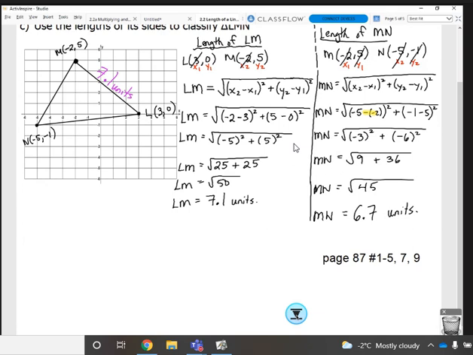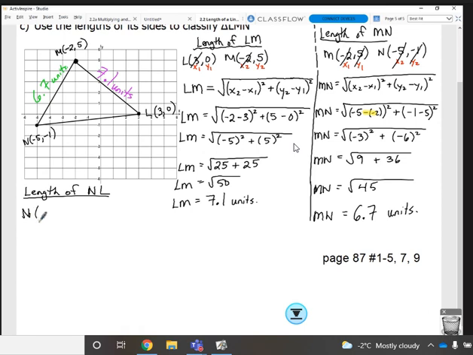Okay. I'm going to go to my drawing here. 6.7 units. So far, it's not looking like any type of triangle other than scalene. Unless this one is also 7.1, that'd be nice. Okay. NL. Length of NL.